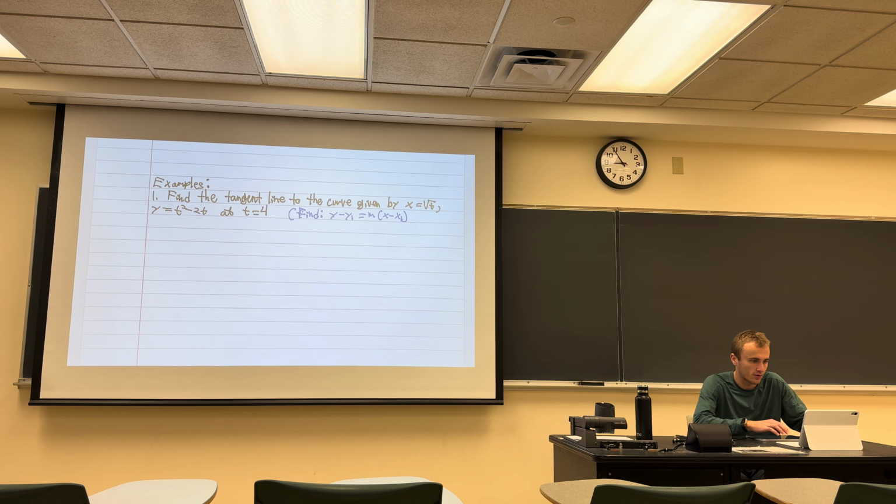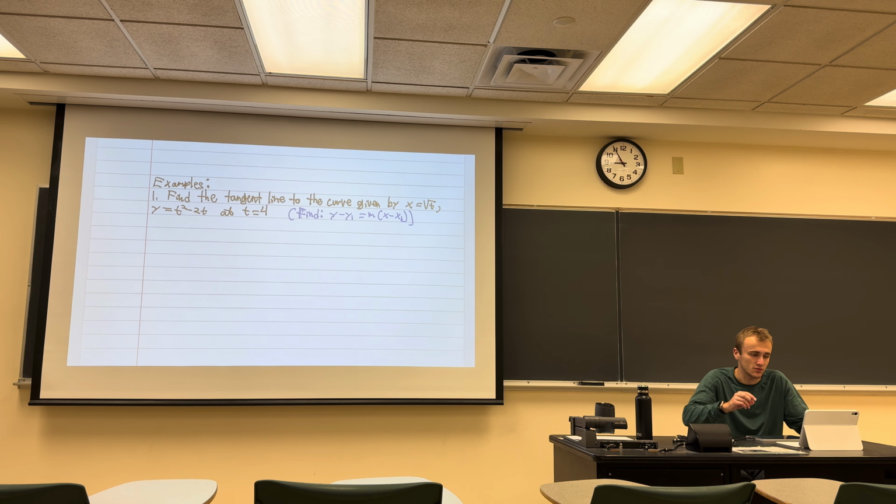The first example we're going to take a look at is to find the tangent line to the curve given by x equals square root of t, y equals t squared minus 2t, at the point t equals 4. Again, we want to find y minus y1 equals m times x minus x1. Specifically, we have to find our m value and our y1 and x1 values. So we'll start by finding our y1 and x1 values.